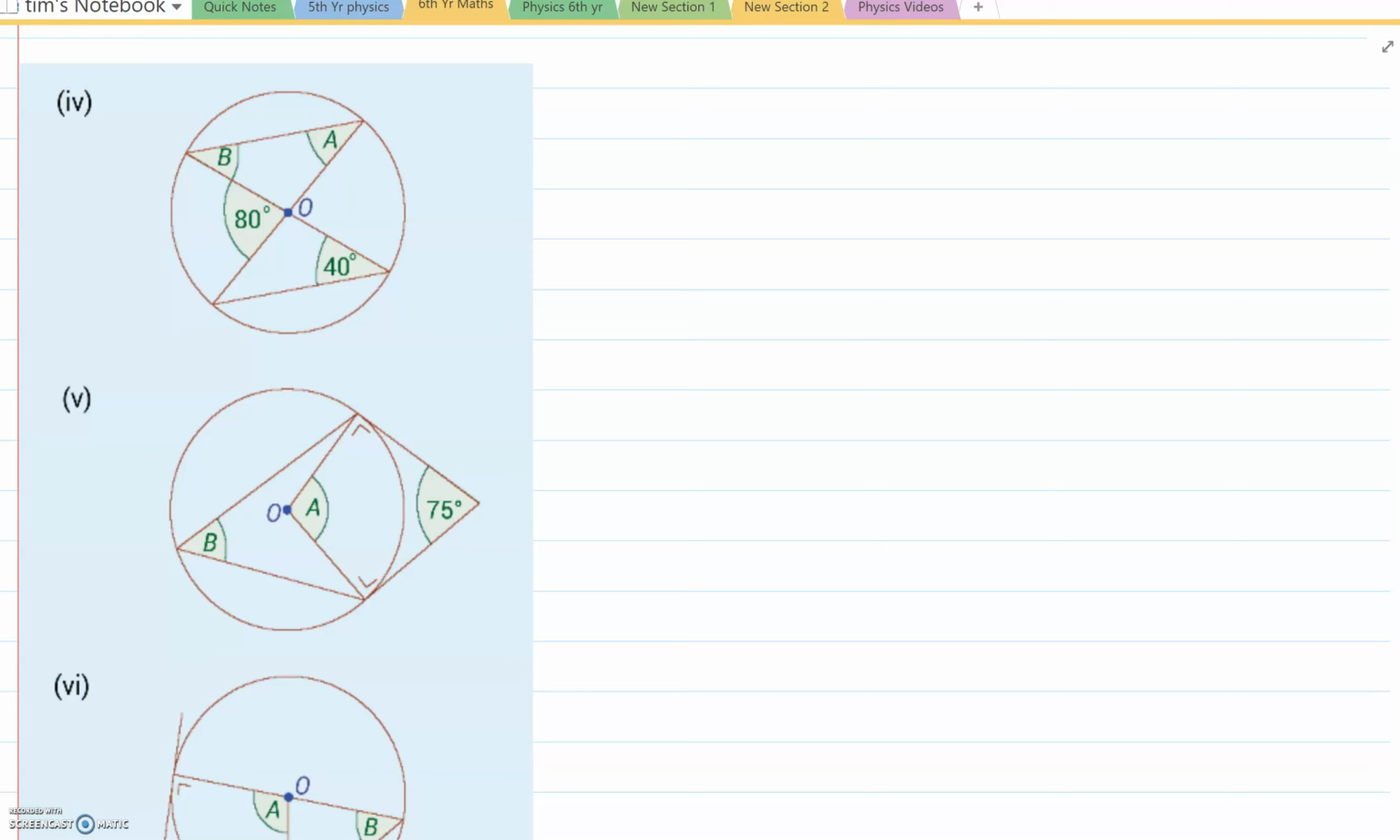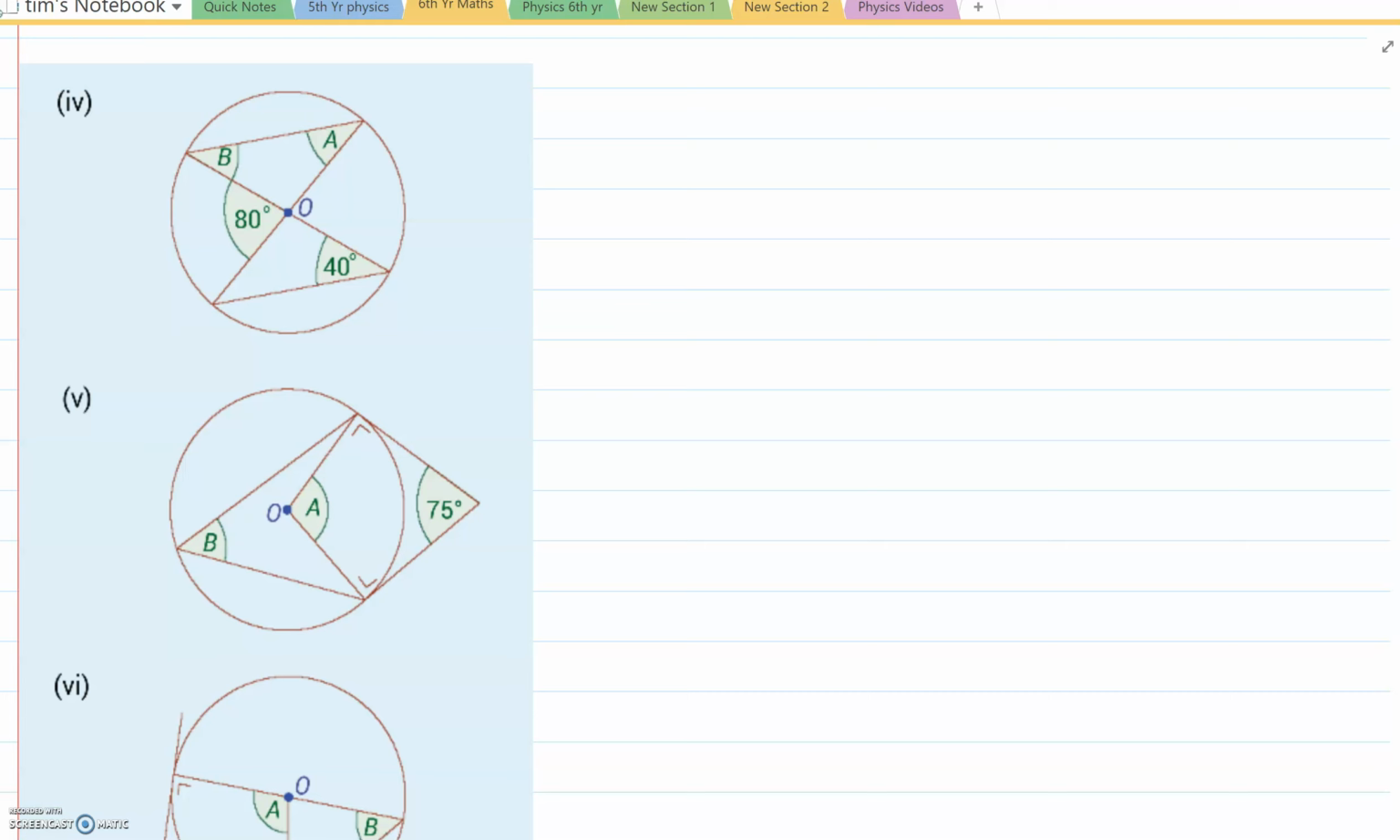So I'm going to go through question 1 on page 198, exercise 6.5. It's on geometry, and there are a few rules in here that are really important. I'm going to start with part 4 and work our way through from there. They're giving you the angle of 80 degrees here, and they're asking you to find the angle A and the angle B.